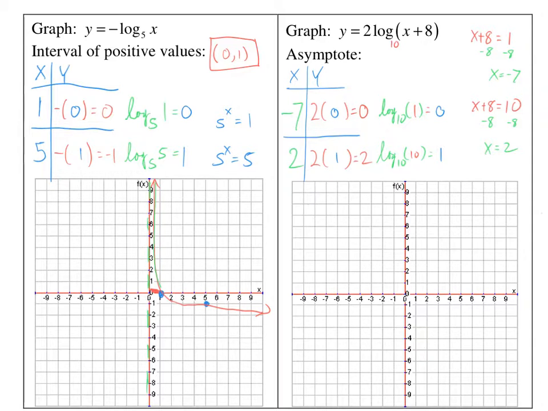So let's plot those dots. We have -7, 0, and we have 2, 2. Now, I have 2 dots, but don't we have an asymptote? Normally the asymptote is right here on the y-axis. But this has been shifted. If you remember h, the opposite of 8 is -8, so this got shifted -8 over. So really what's happening is I have an asymptote 8 over to the left.